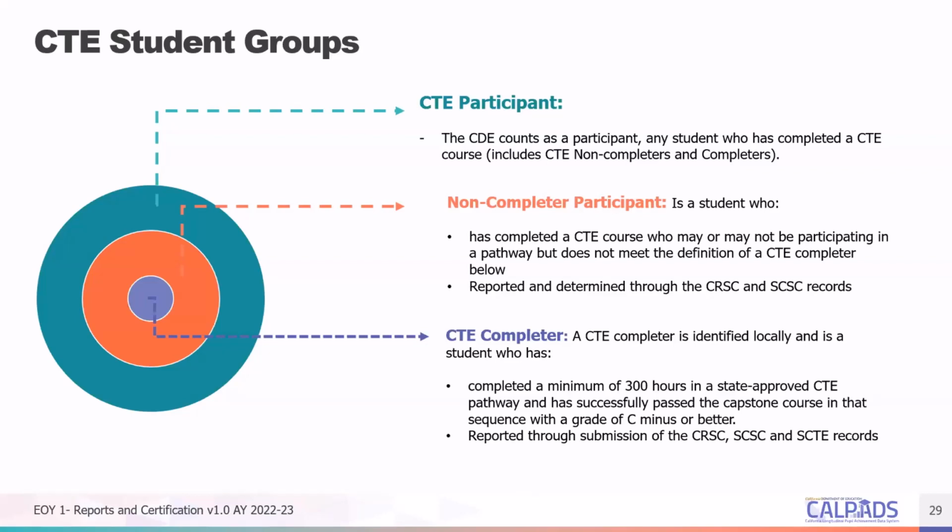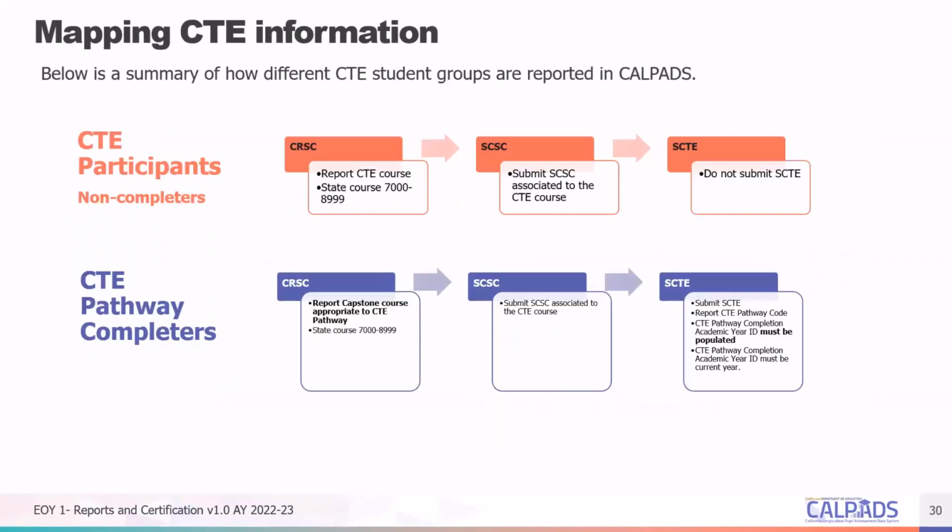in a state-approved CTE pathway and has successfully passed the capstone course in that sequence with a grade of C- or better. The CDE counts as a completer students the LEA has identified as a completer by populating the field 11.14 CTE pathway completion academic year in the SCTE file with the current academic year. CalPADS validates whether students who are identified as CTE pathway completers in the SCTE file have completed the capstone course in that pathway.